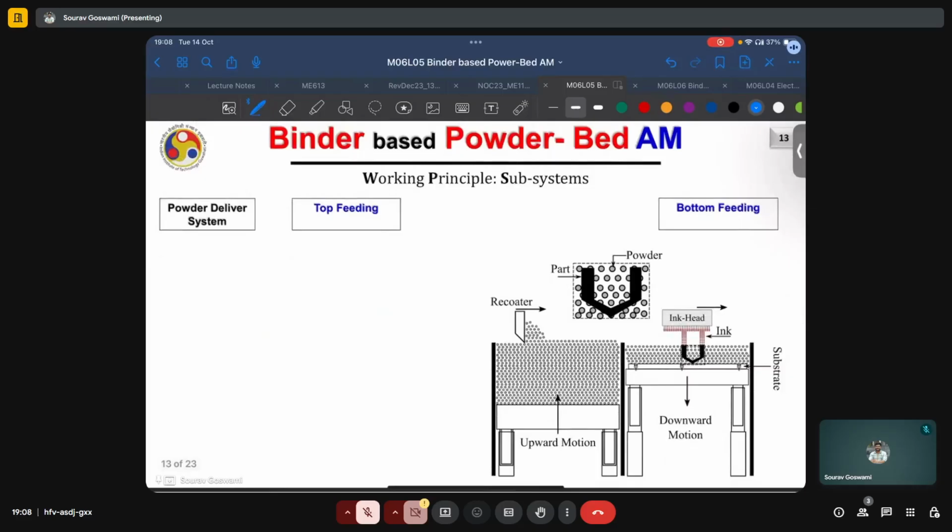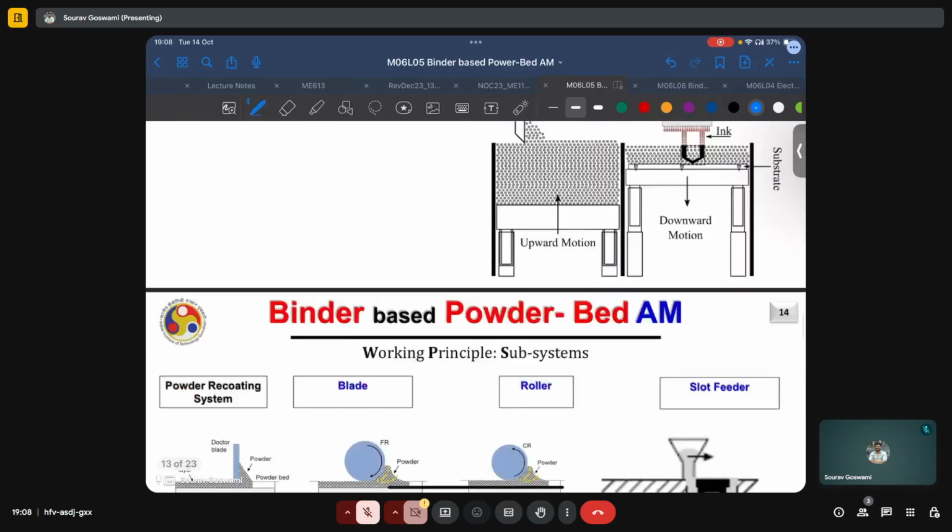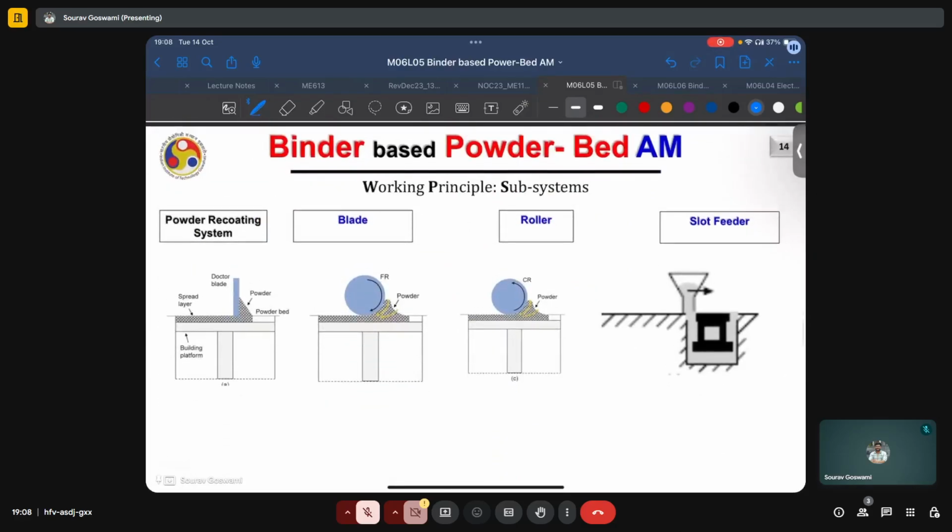Just like the other powder bed processes, the powder delivery system in this case may either be of the top feeding or bottom feeding type. Similarly, the recoating systems are also similar to previously encountered powder bed AM processes. We may have a doctor blade which can handle, say, a higher quantity or higher build rate of powder, whereas the rollers will typically have other advantages.